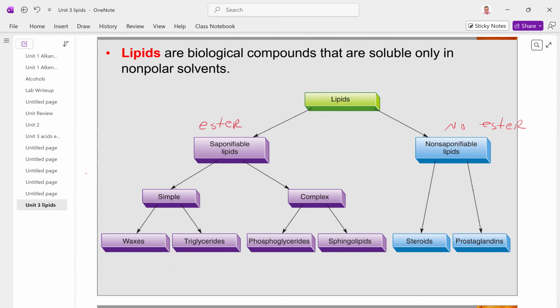So on a test question, if I say, is this saponifiable, you look for is an ester present or not? No ester, not saponifiable. And then from the saponifiable ones, we're talking about simple ones versus complex ones. The simple ones do not involve phosphorus at all, and the complex ones do involve phosphorus.